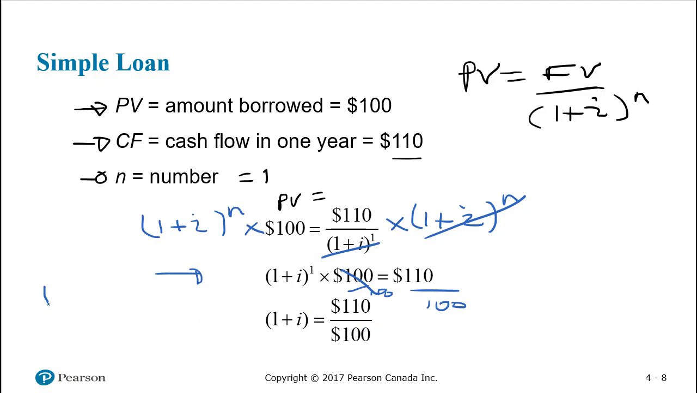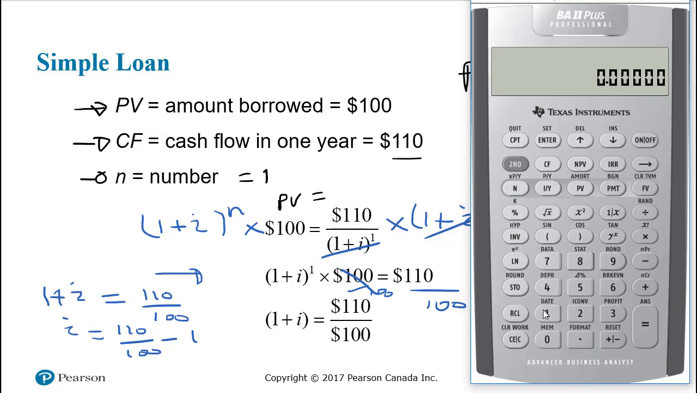And if I write it out here on the left-hand side and take away the bracket, because n equals 1, 1 + i equals 110 divided by 100, and then I want to isolate the i, so we're just going to have i equals 110 divided by 100 minus 1. So that's just a little bit of algebra. And we'll bring up the calculator.